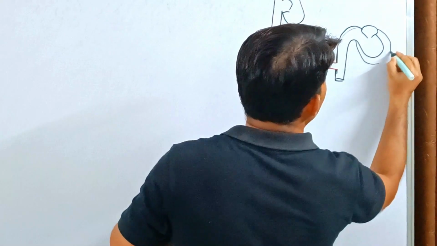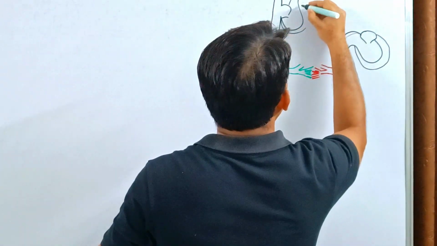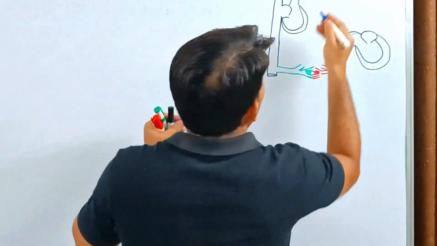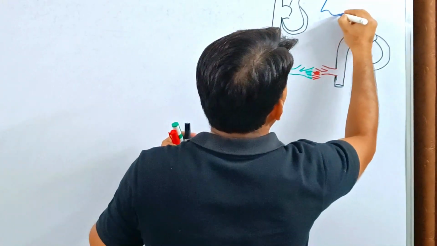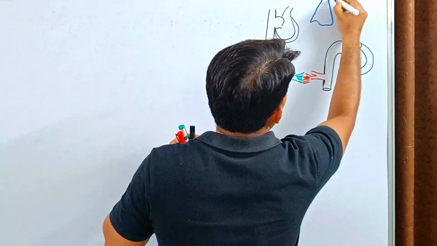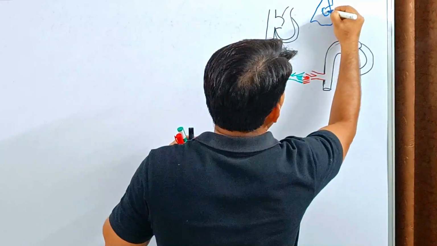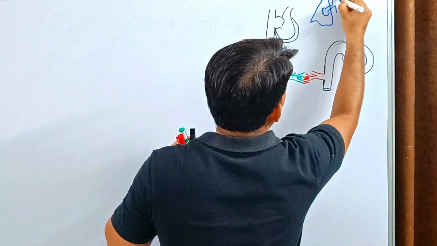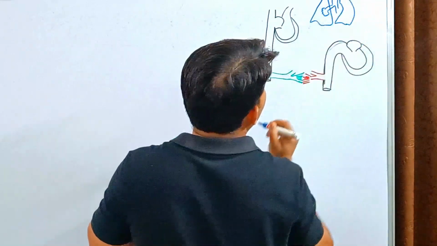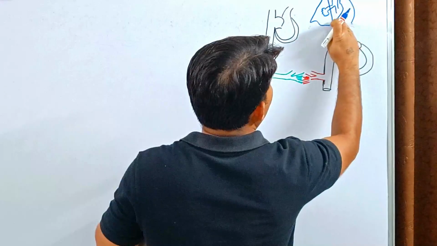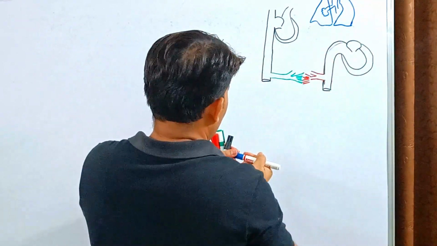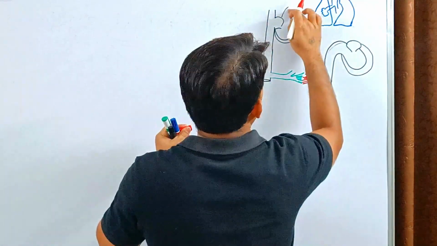Let me complete the circulation. This is left heart, this is right heart, and in between that, here we have what? The respiratory system. I will draw. This is a single air pocket, this is another, lungs, right? And here what?